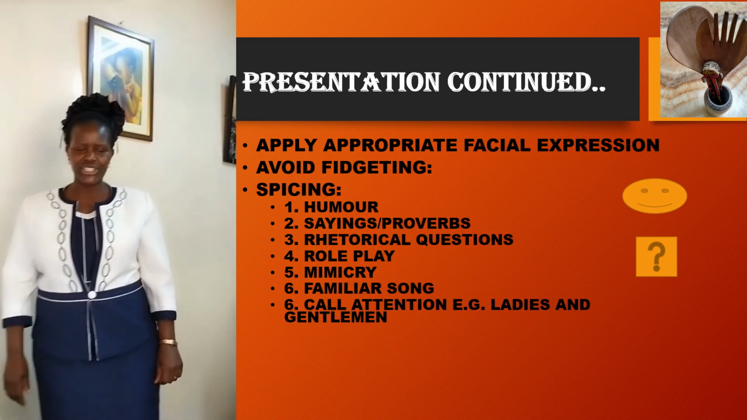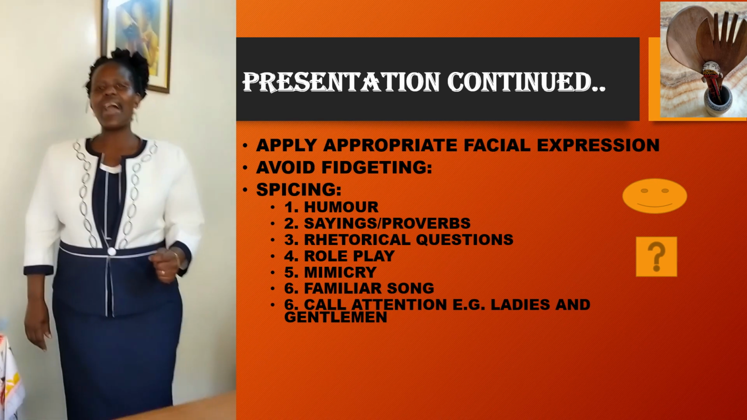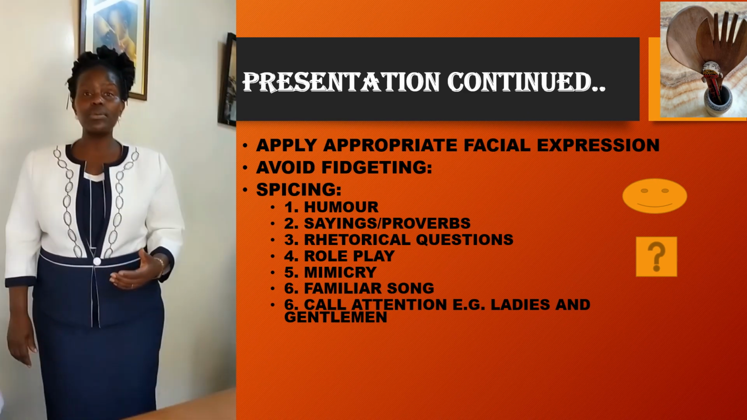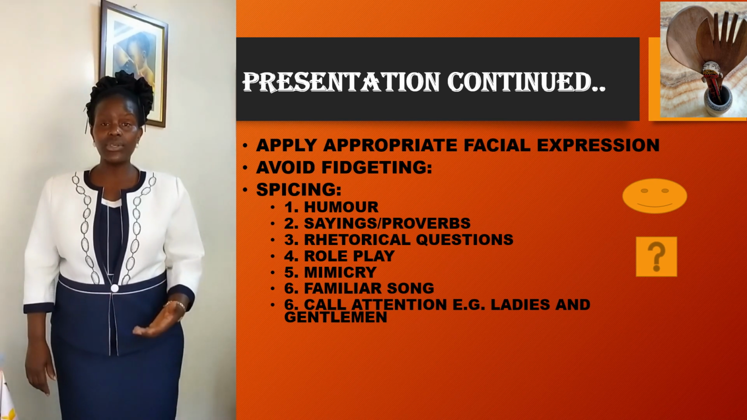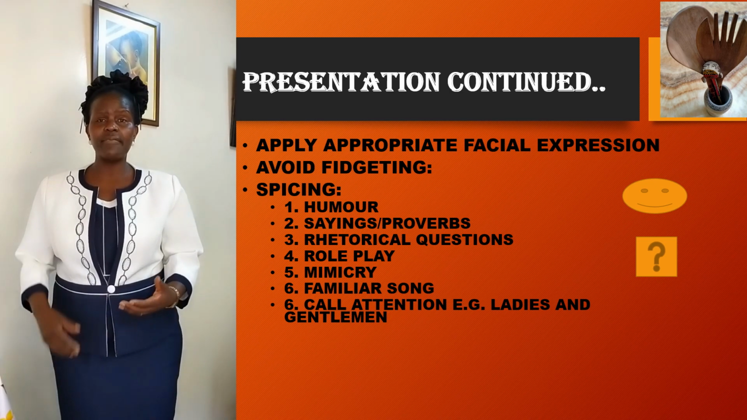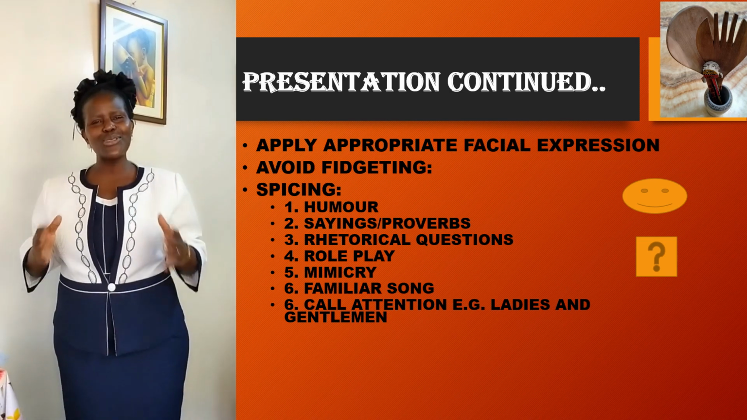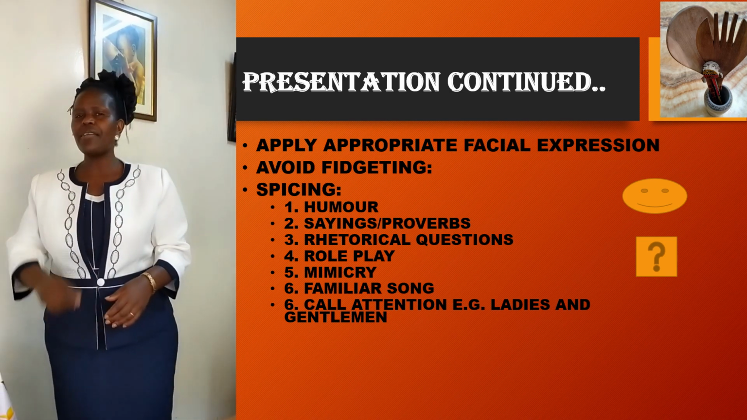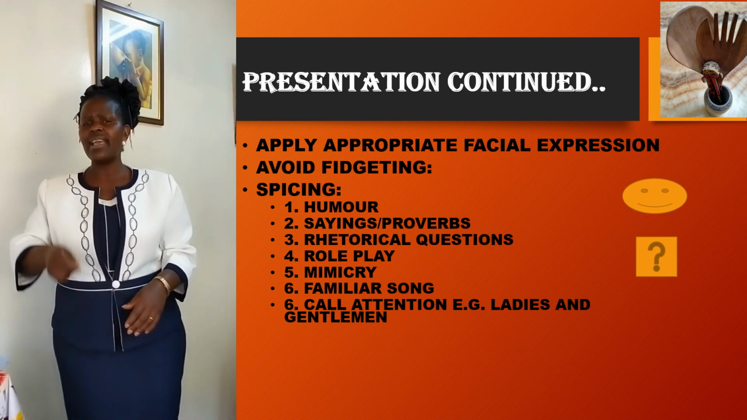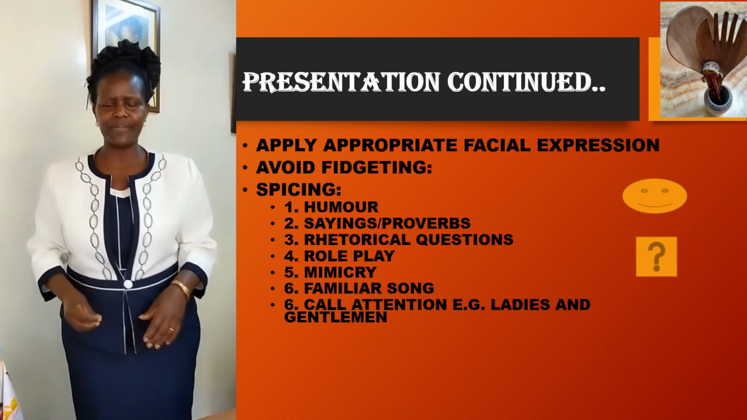Still on presentation, apply the correct facial expression. If I am in a place where people are very happy, and then my tone and my face are so down, everybody might actually fall asleep as I speak. Appropriate facial expression. So if I am excited to be in that place, my face must also show that I'm excited. Or if the point that I'm making is serious, like I'm talking about drug abuse and things like that, and I really want this point to be corrected, then I must put on an appropriate facial expression.